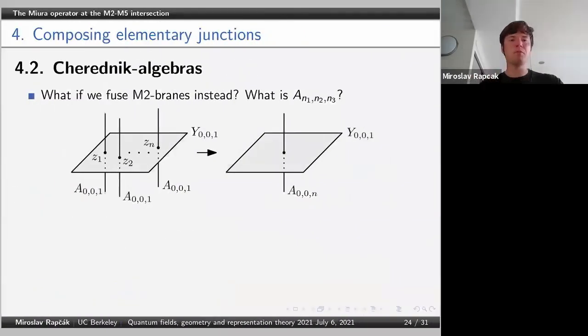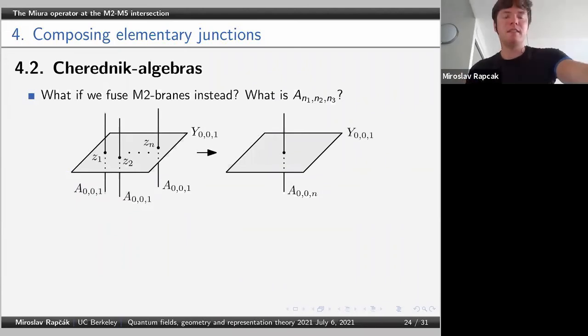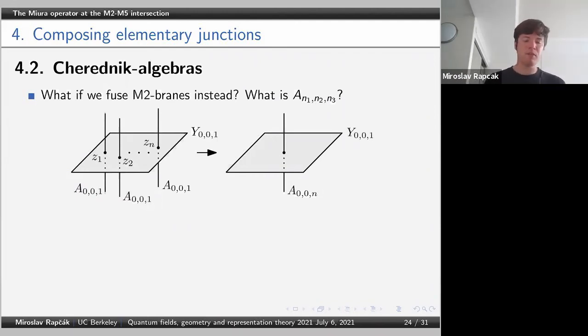Okay, so now I told you how to compose the Miura operators in this direction of R by introducing multiple M2-M5 branes. What I'm going to do next, I'm going to tell you that you can actually use the very same Miura operator to start playing around with the fusions of multiple M2 branes. So the picture to have in mind is a bunch of M2 branes intersecting an M5 brane at n different points and fusing them together.